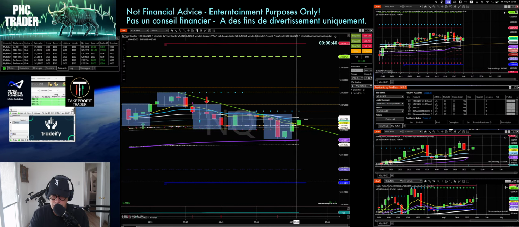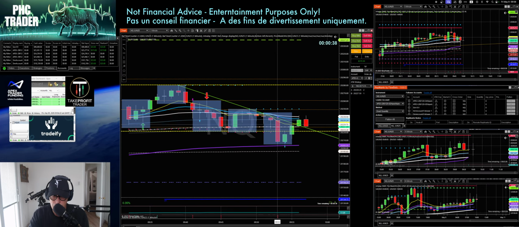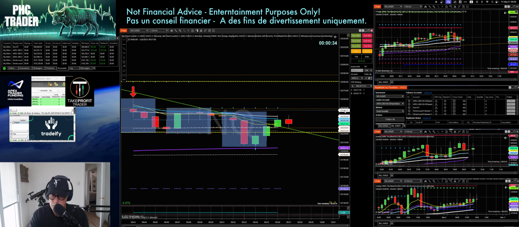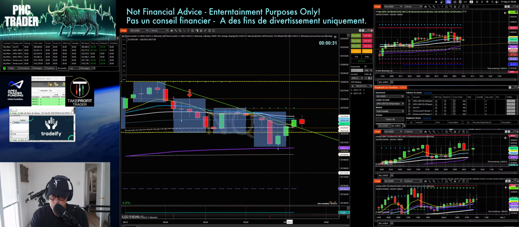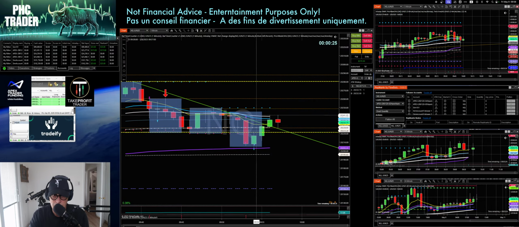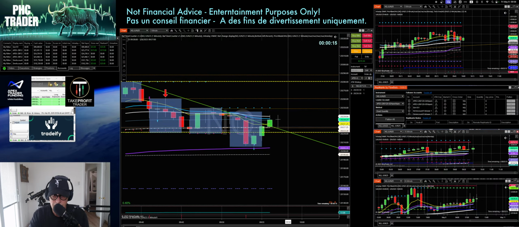I have the 105, the 21, the 50, the 9. They're all together. What does it mean when they're all together? When all my EMAs, exponential moving averages, are all together, it means that it's consolidating, right? Look, it's going sideways, sideways, sideways. So it's gaining energy, and then boom, it's going to go up or it's going to go down.